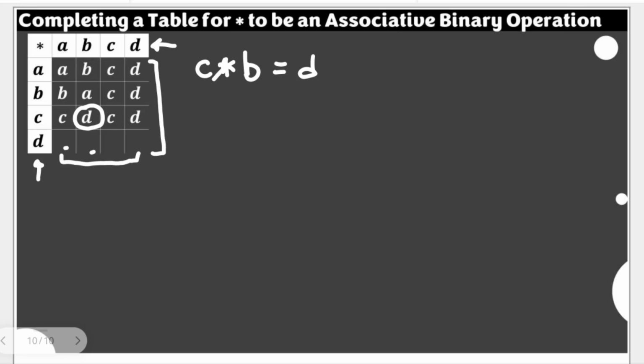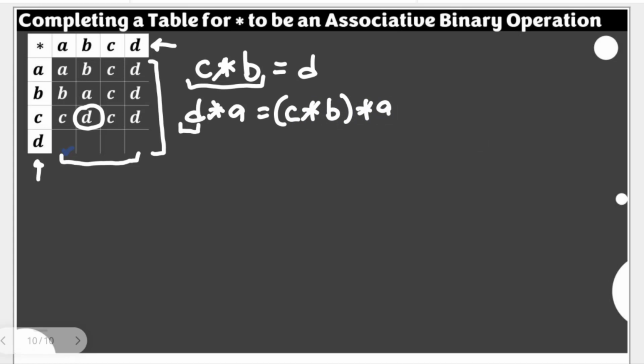We start with this entry here. That's D star A, so take note of this. We're going to solve for D star A. Take note that D here can be rewritten as the result of C star B. In short, we can rewrite this: your entire D is actually C star B star A, where your D is the result of C star B.